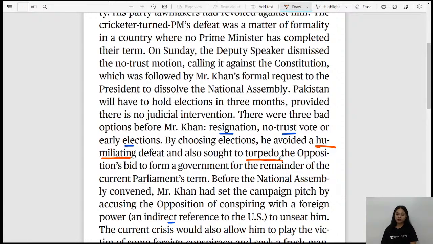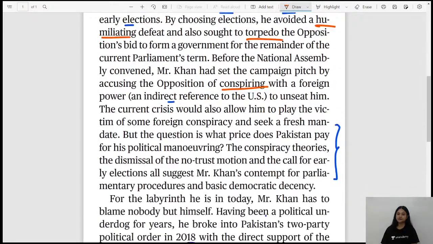So sought to torpedo the opposition's bid to form a government for the remainder of the current parliament's term. Before the National Assembly convened, Mr. Khan had set the campaign pitch by accusing the opposition of conspiring. Convened मतलब जब नेशनल असेंबली की मीटिंग शुरू होती है उसको हम कन्वीन बोलते हैं. Conspire मतलब साथ में मिलके प्लान करना, जिसको हम हिंदी में षड्यंत्र बोल सकते हैं.